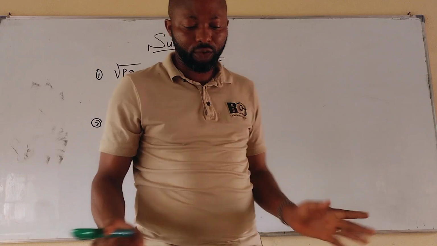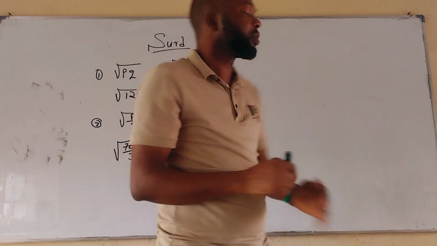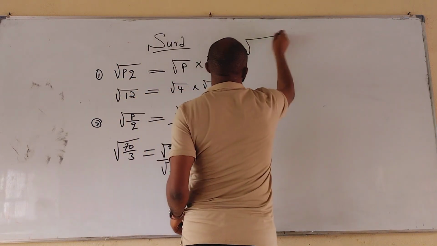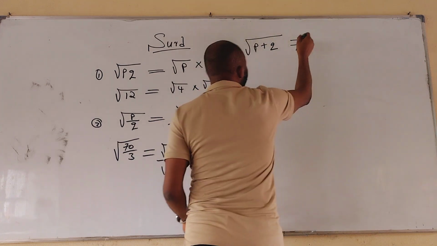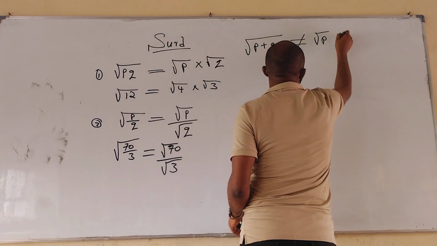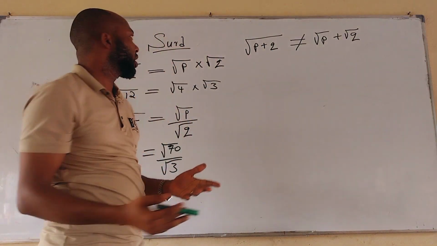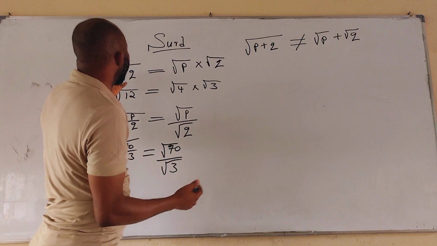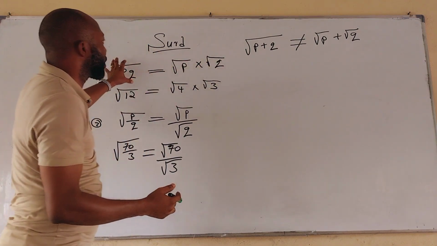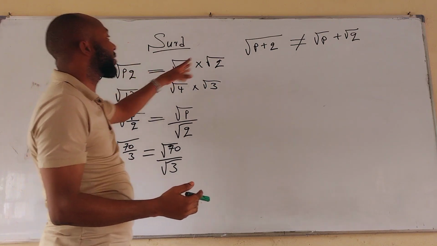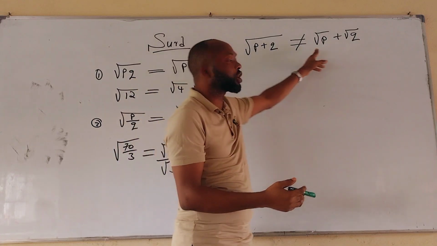So let's take another rule. It's rule number 3, the addition rule. The root of P plus Q is not equal to the root of P plus the root of Q. Here a lot of students make the mistake, because in the multiplication form we're able to separate them and bring them together. A lot of students will still make the mistake and think that in the addition aspect the same rule applies, but no, they are not equal.